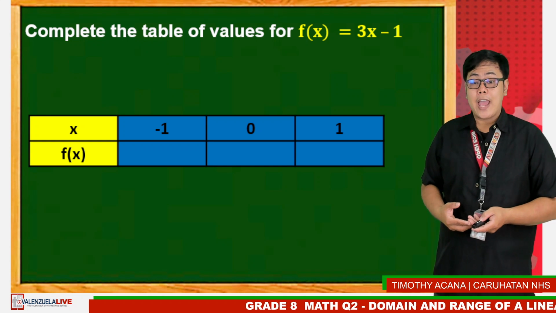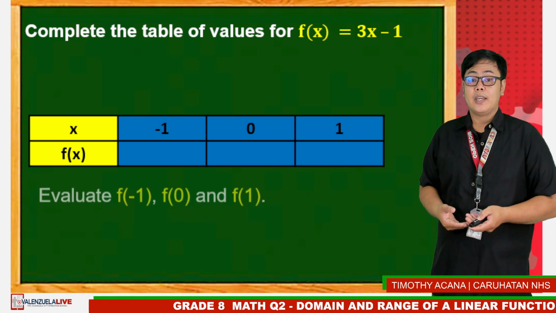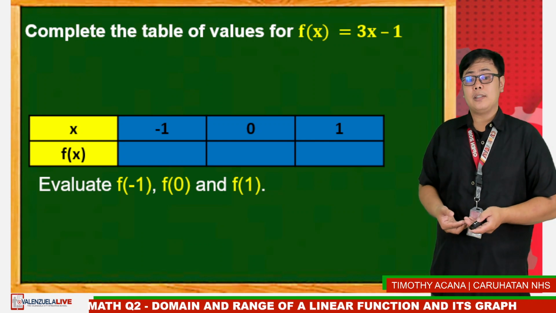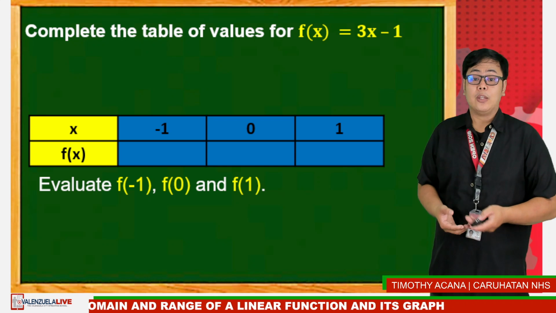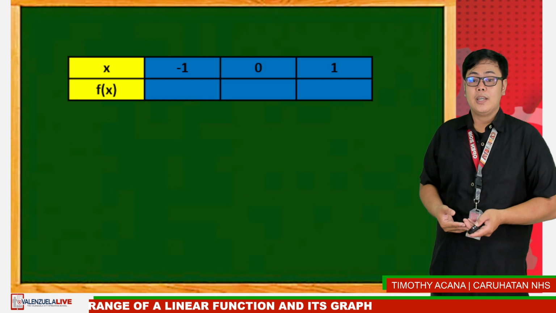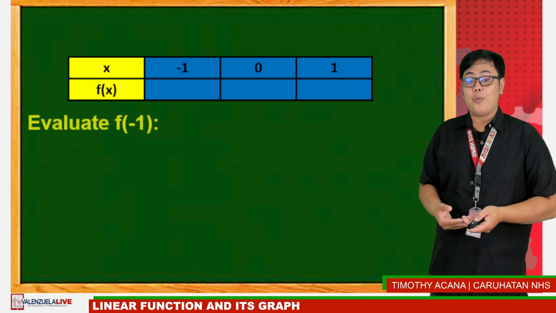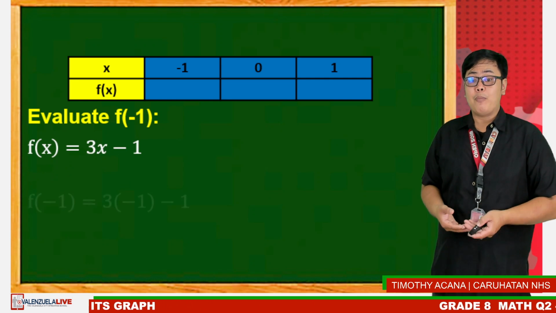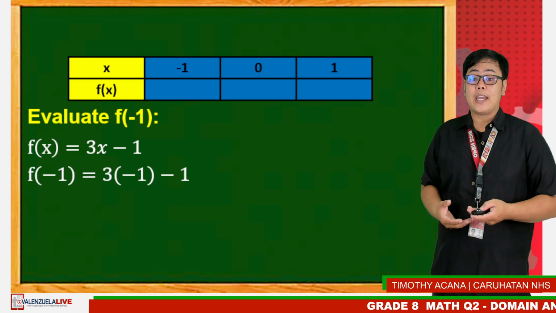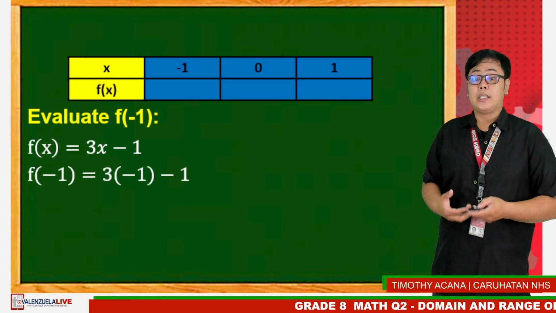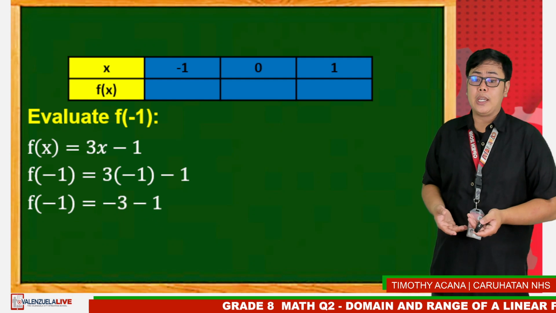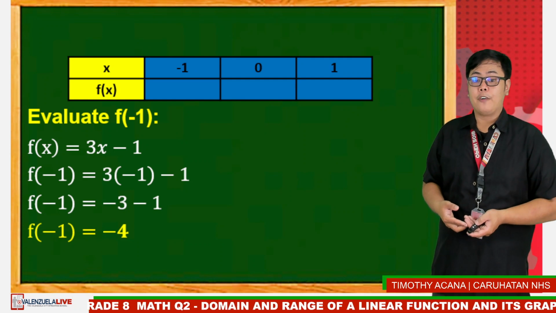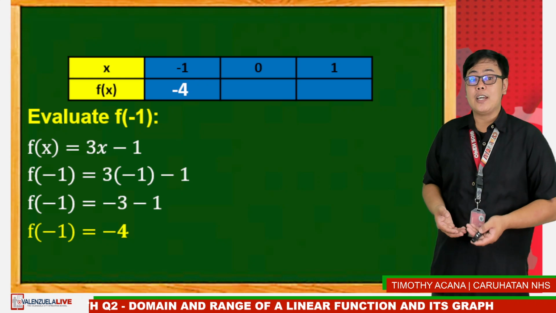Evaluate f(x) = 3x - 1 if x is equal to -1, 0, and 1. So first, evaluate f(-1). f(-1) is equal to 3 times -1 minus 1. 3 times -1 is equal to -3, and -3 minus 1 is equal to -4. Therefore, f(-1) is equal to -4.